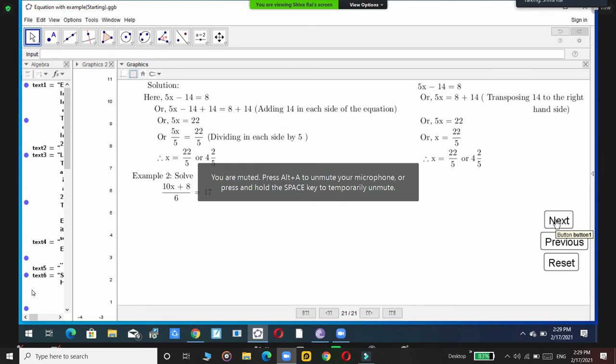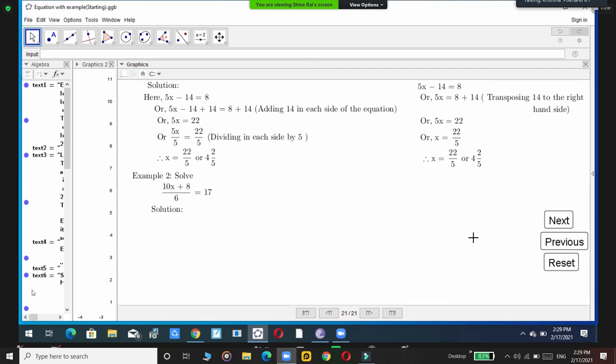I think first we need to multiply 17 into 6. If we multiply 6 and 17, what do we say for this step? This is the first step. Yeah, as you said, it is correct.